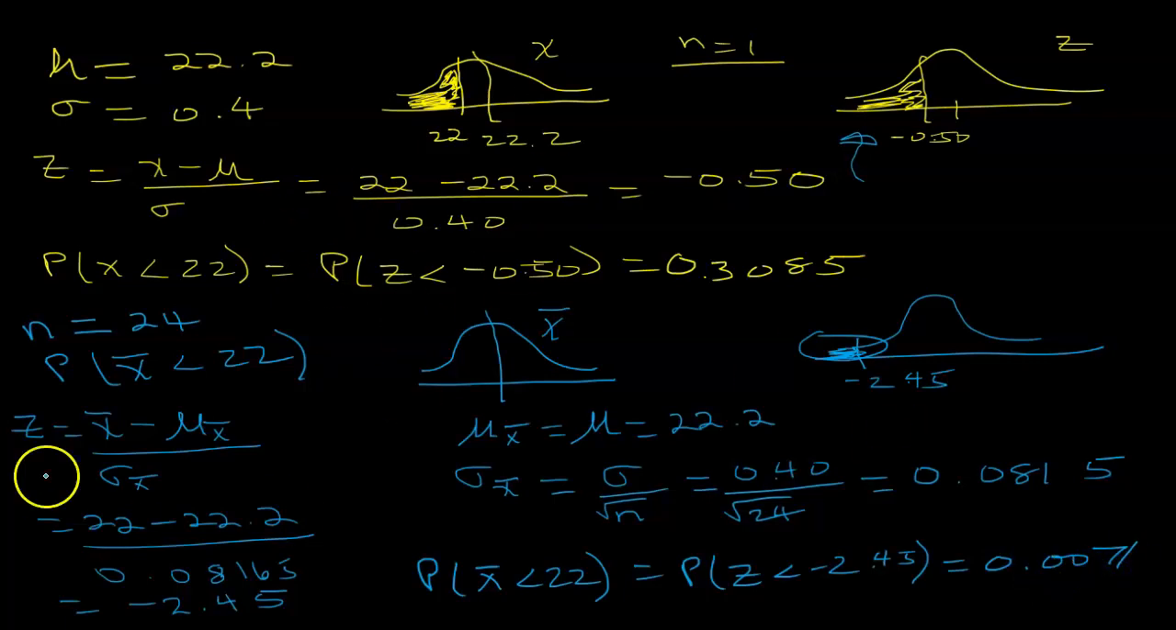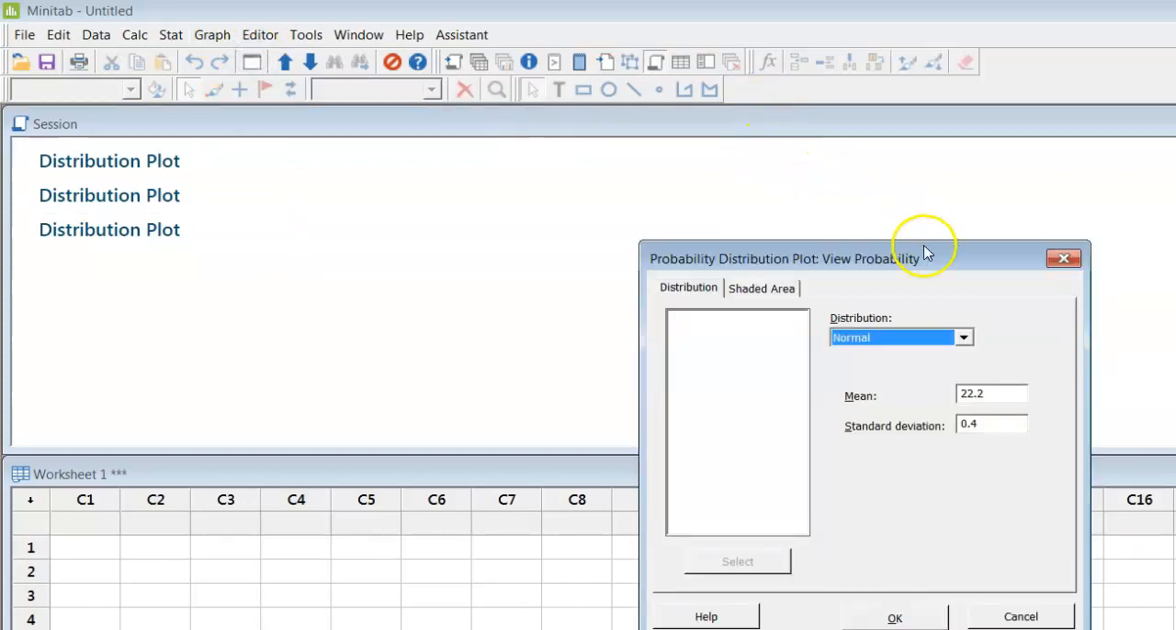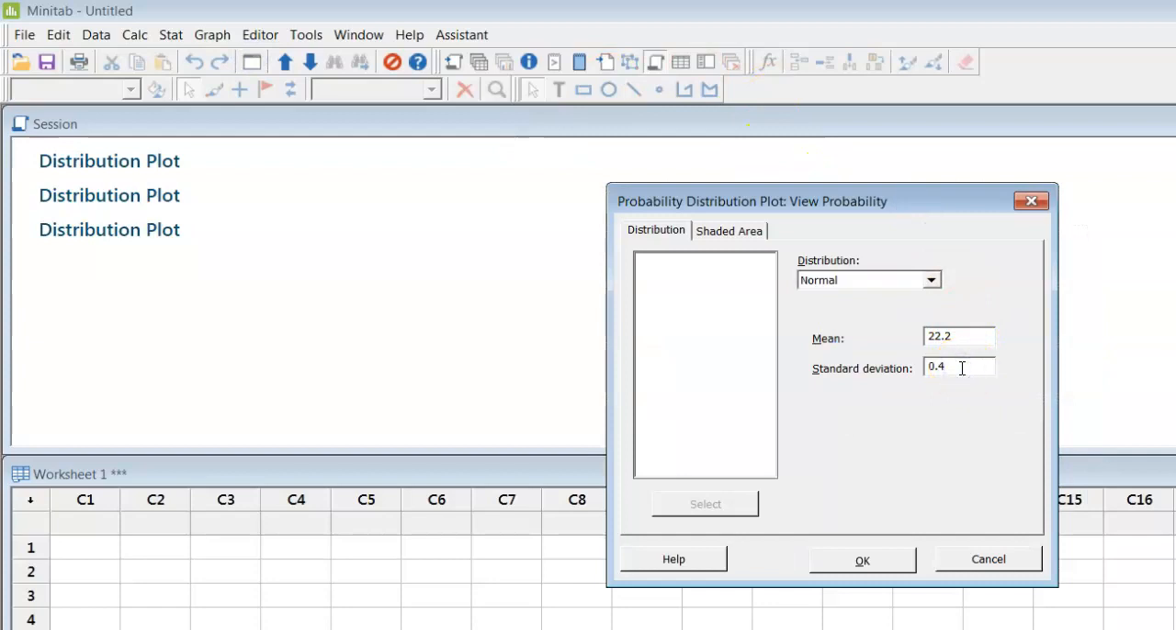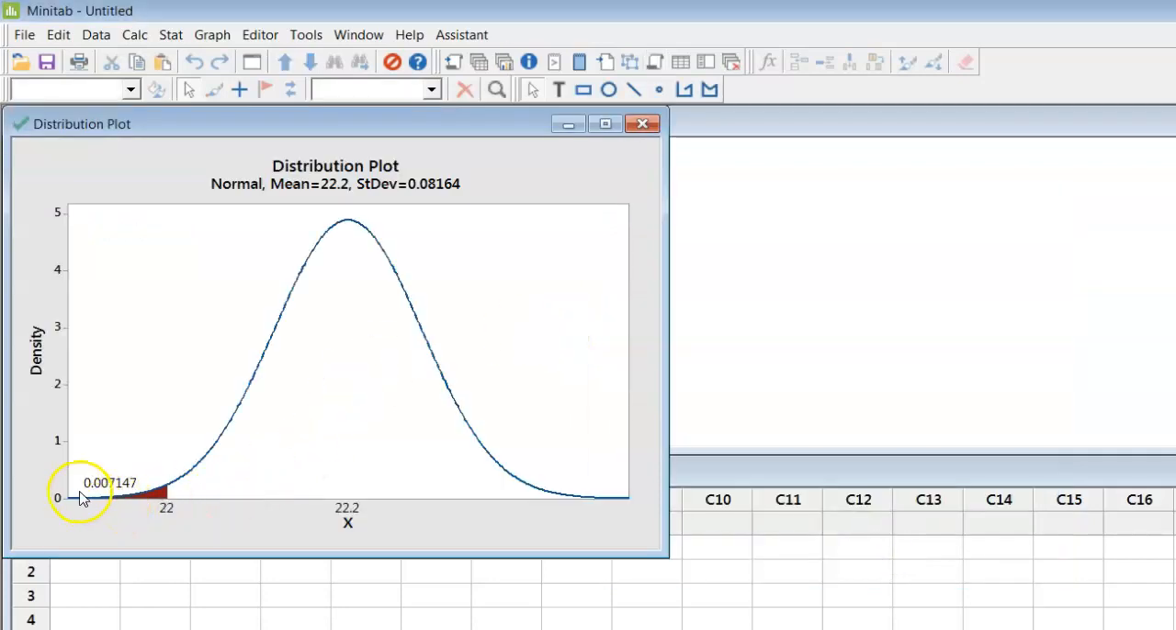And again, if I were to use Minitab to get the answer, in this case, I'm going to go to the last dialog box I had open. And the only thing I'm really changing here is the standard deviation, which is a lot smaller for samples of 24 than it is for individually wrapped bars. My shaded area is going to be the same. I want to find the area to the left of a mean of 22. And there's my Minitab answer, 0.007145. So that agrees with tables.